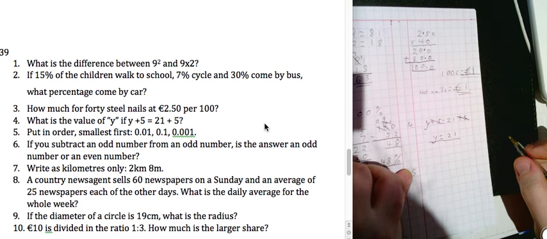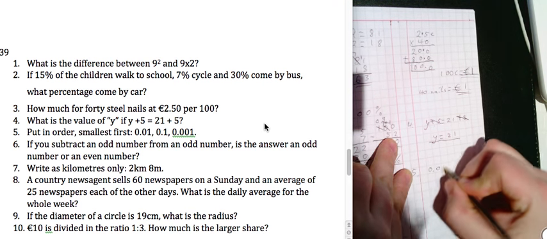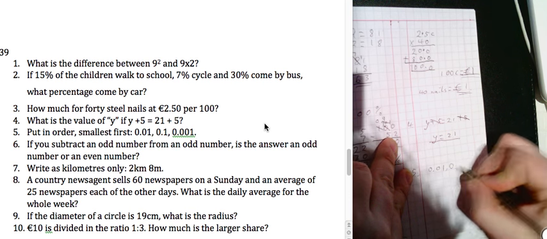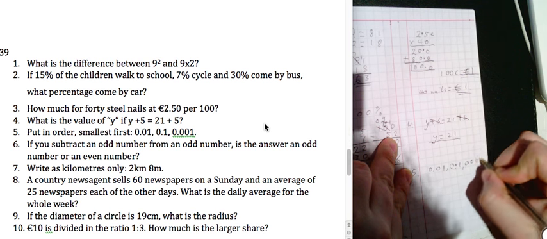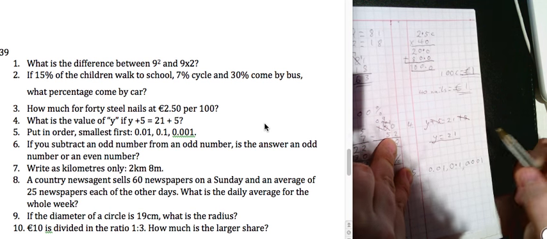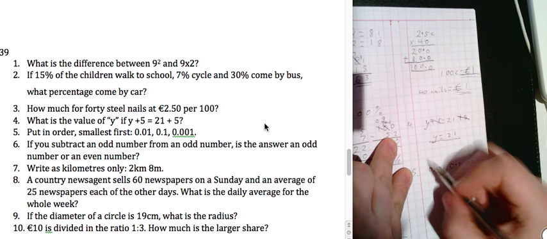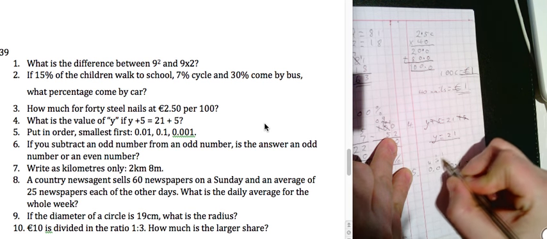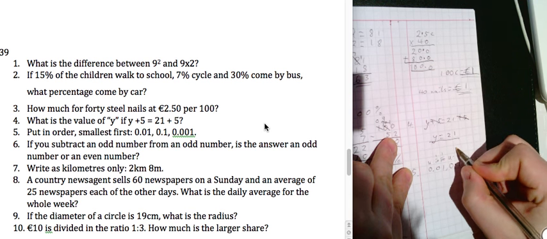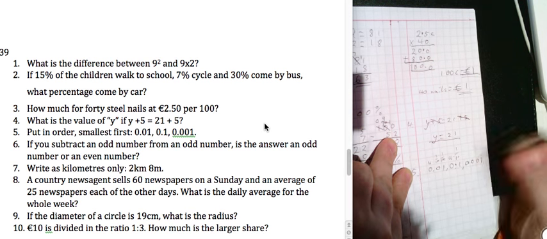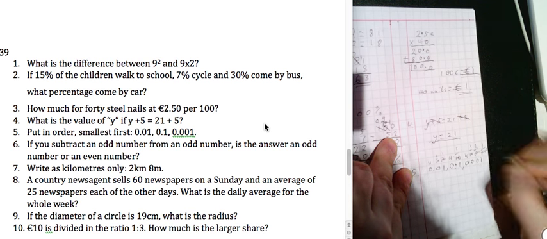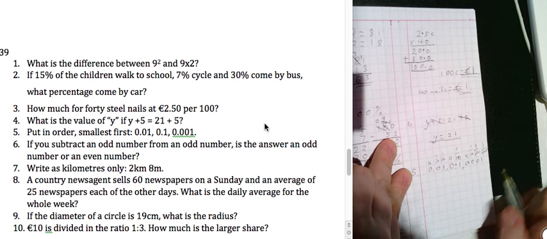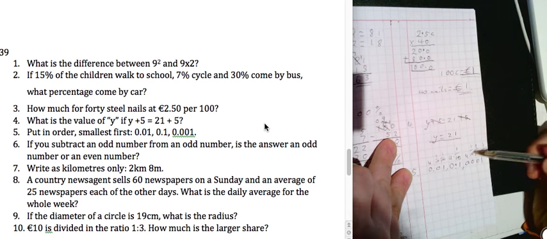Number 5. Put in order, smallest first. So we have 0.01, 0.1, and 0.001. Okay. So we're going to start with the smallest. If we label them, we have units, tenths, hundredths, and then units, tenths, hundredths, thousandths. Okay, so the number with the thousandths, that's possibly going to be our smallest, and it is, seeing as it has no tenths and no hundredths.